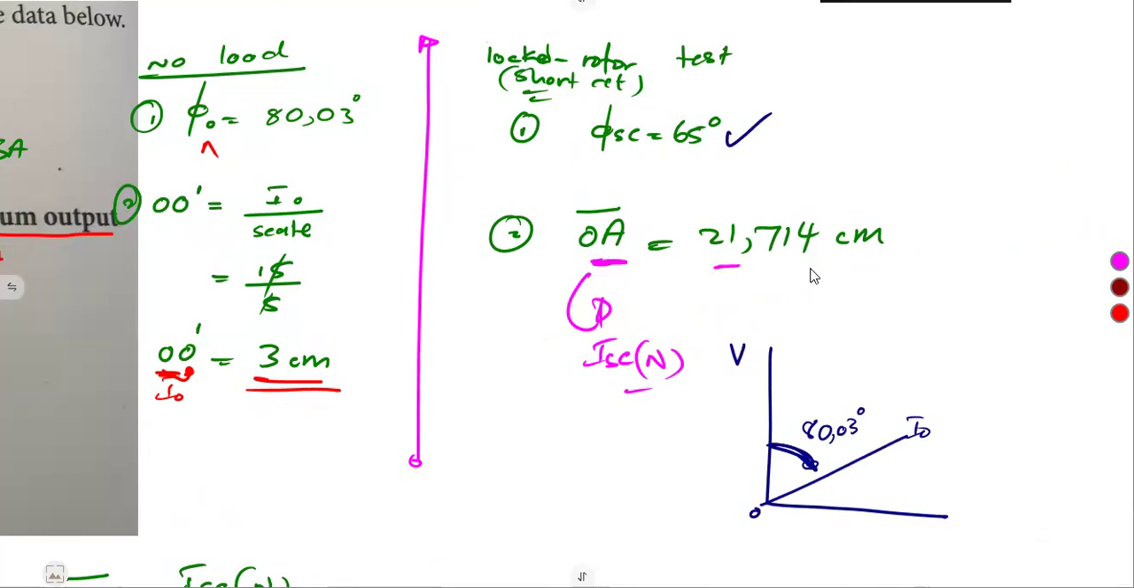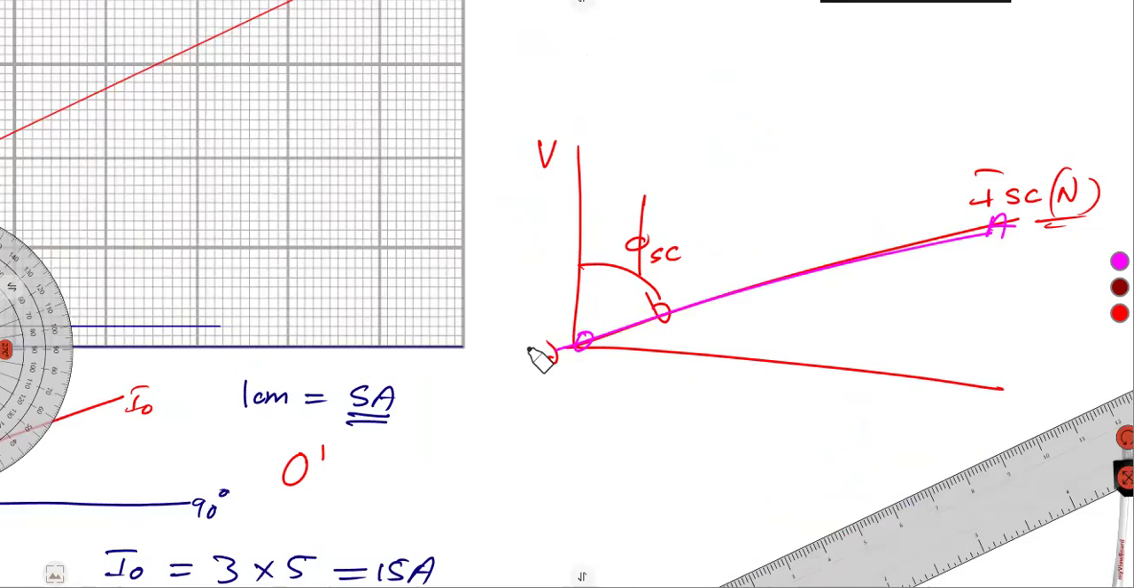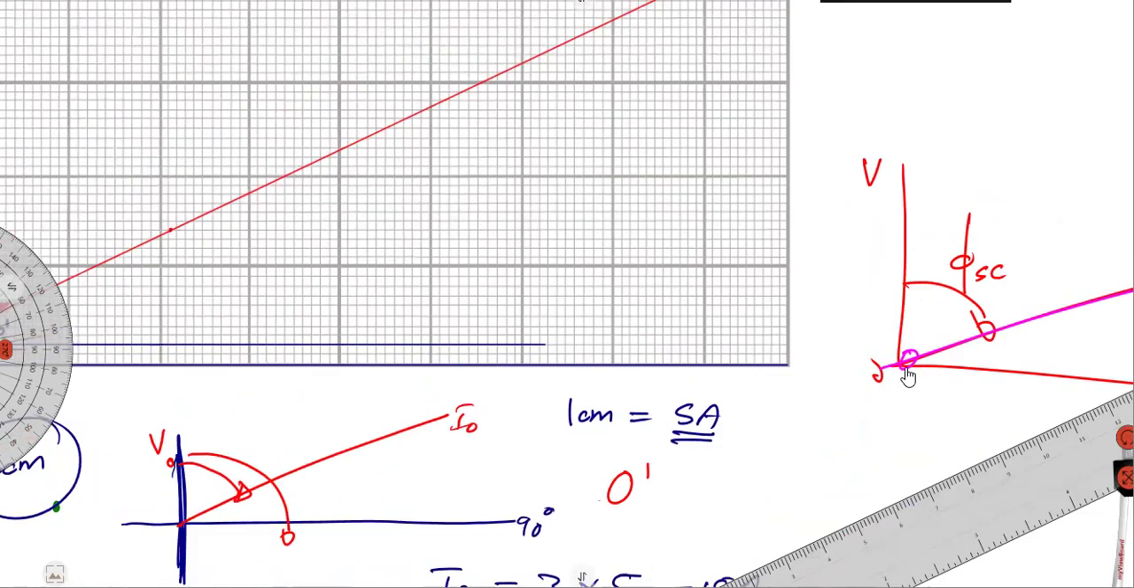Remember, it is 21.714 centimeters, which is approximately 21.7 centimeters. Guys, we cannot measure these exactly, so you cannot have exact values; you just have approximate values. Even your answers, do not worry about them. They will be marked according to that. You must make sure that your answers are in the range. So we need to measure 21.7 centimeters along that line.